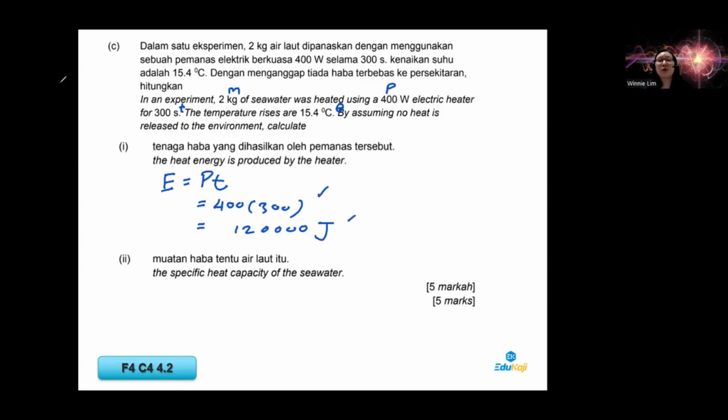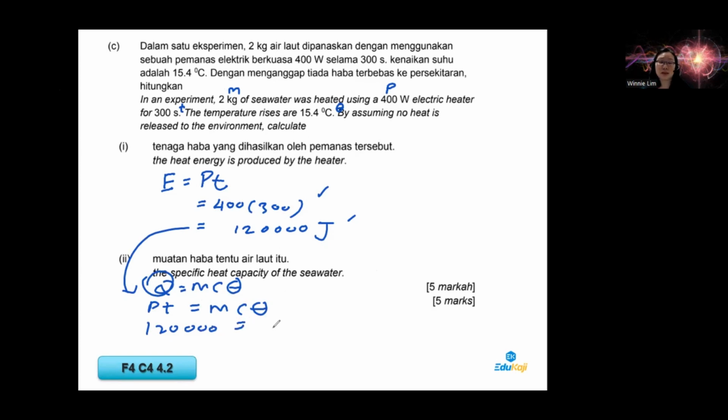Next, moving on, you need to find the specific heat capacity of the seawater. So, of course, the idea of specific heat capacity, the general formula is Q equals MC theta. But in this context, your heat energy comes from the heater. So you can write PT equals MC theta. And PT is 120,000 joule, or what you calculated just now, then just put it in.